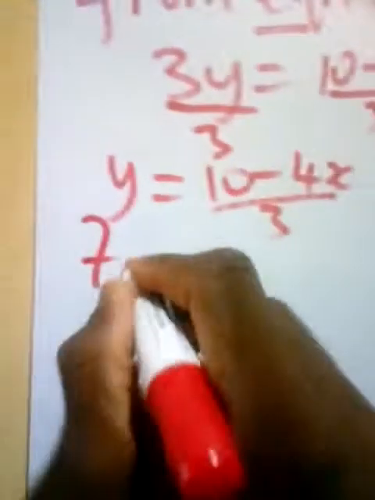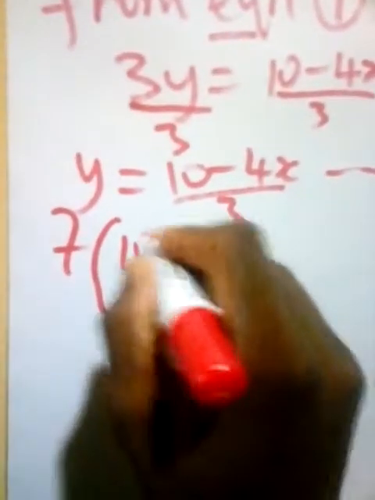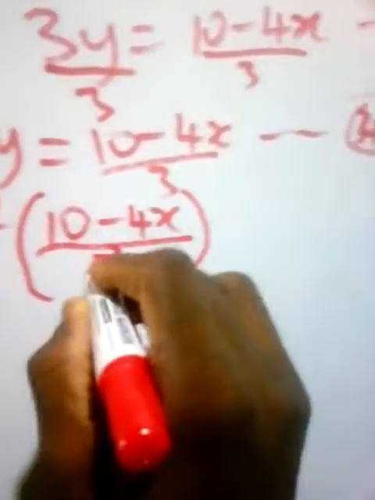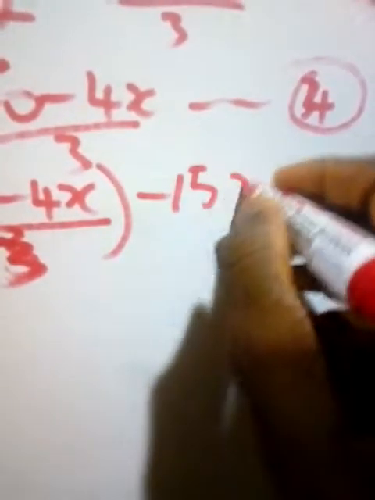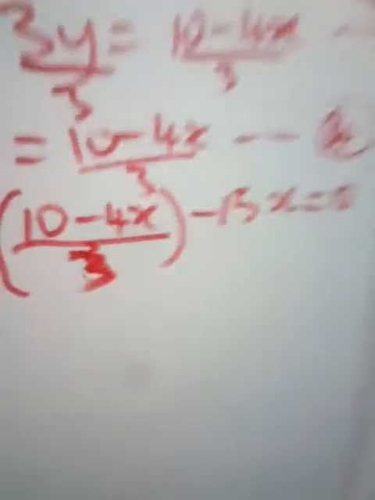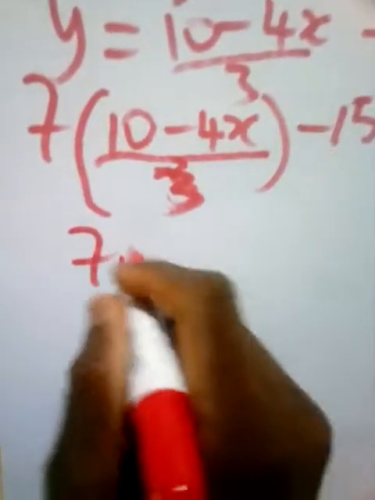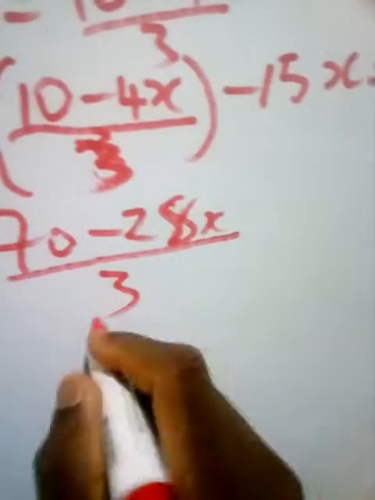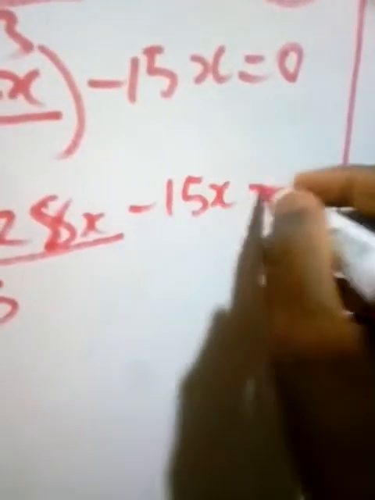Moving on, I am going to put the value of my y in equation 2 to get that for my x. So from equation 2, I have 7, what's my y? My y is (10 minus 4x) all over 3, minus 15x equals 0. You shouldn't be scared, there's actually nothing hard here. Just take your time and you understand it. Opening this bracket, I have (70 minus 28x) all over 3, minus 15x equals 0.